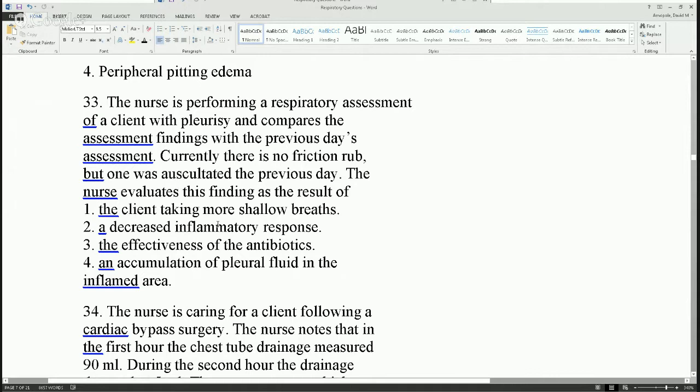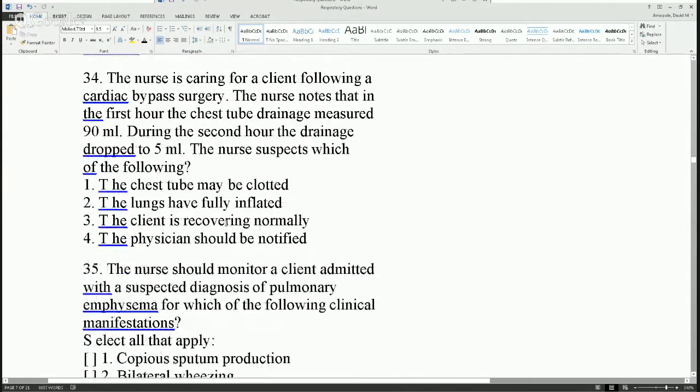All right, Christy. The nurse is caring for a client following a cardiac bypass surgery. The nurse notes that in the first hour, the chest tube drainage measured 90. In the second hour, the drainage dropped to 5. The nurse suspects which of the following. One. It may be clotted. Yes, chest tube drainage can be as high as 100 mils an hour, but should taper over several hours. There should not be a sudden, significant drop.